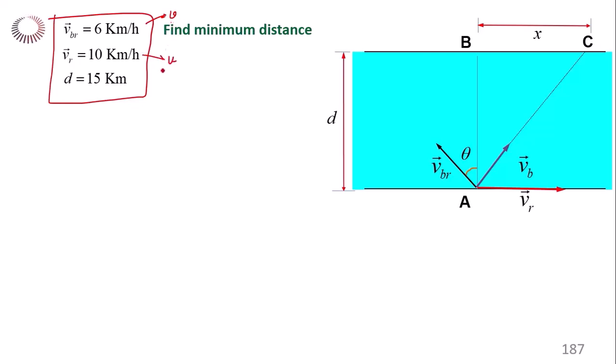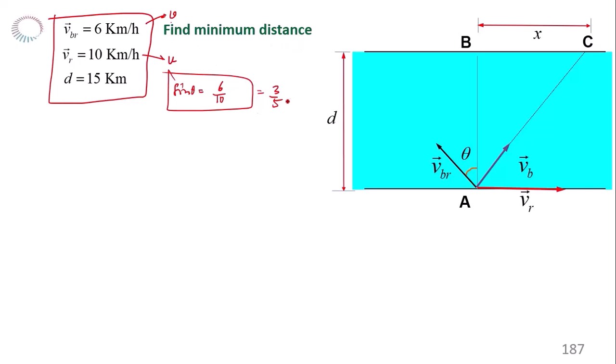Clearly V is less than U. V number, U number, so V is less than U. So sin theta should be how much? Sin theta should be 6 by 10, that means 3 by 5. So sin theta is 3 by 5, and that will be the whole condition of minimum distance.